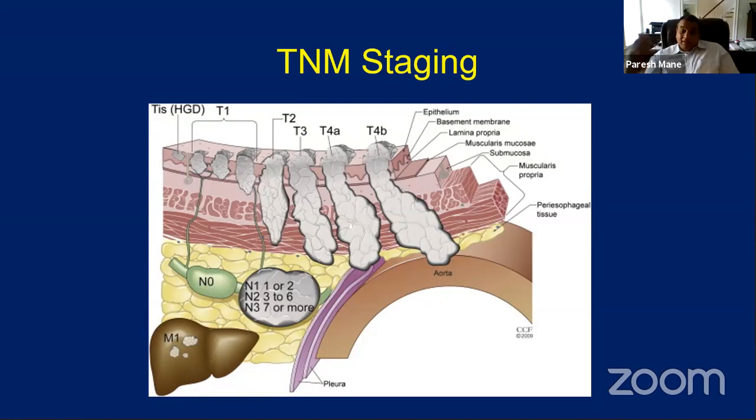However, if the endoscopist cannot tell you how deep it is and says, you know what, in some of those slides, I actually see the lamina propria involvement or the muscularis mucosae involvement, that means you can't be sure that the tumor has not involved the lymphatics.